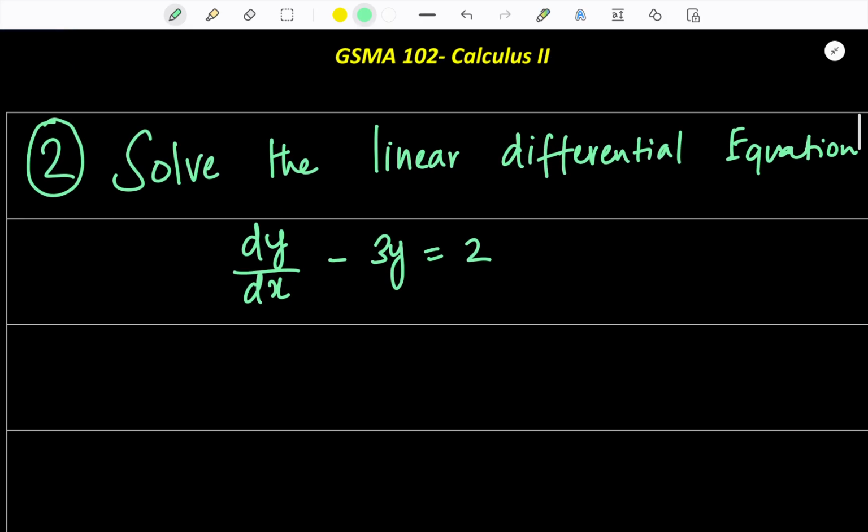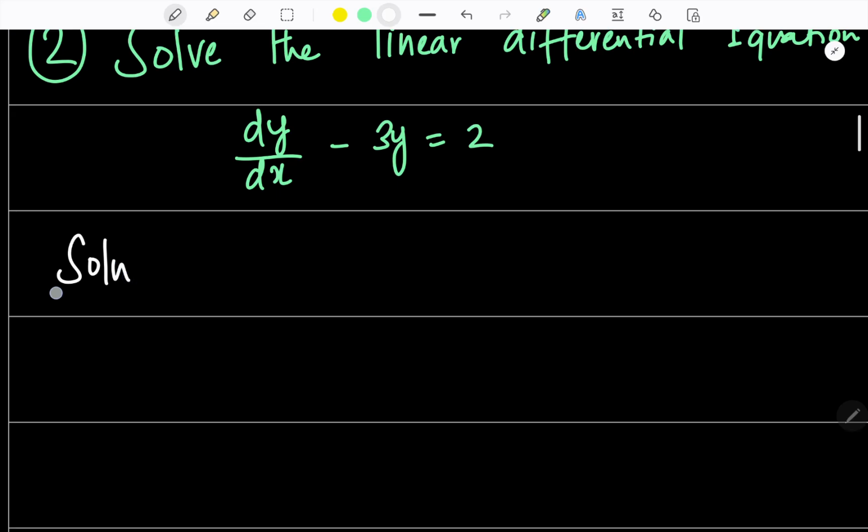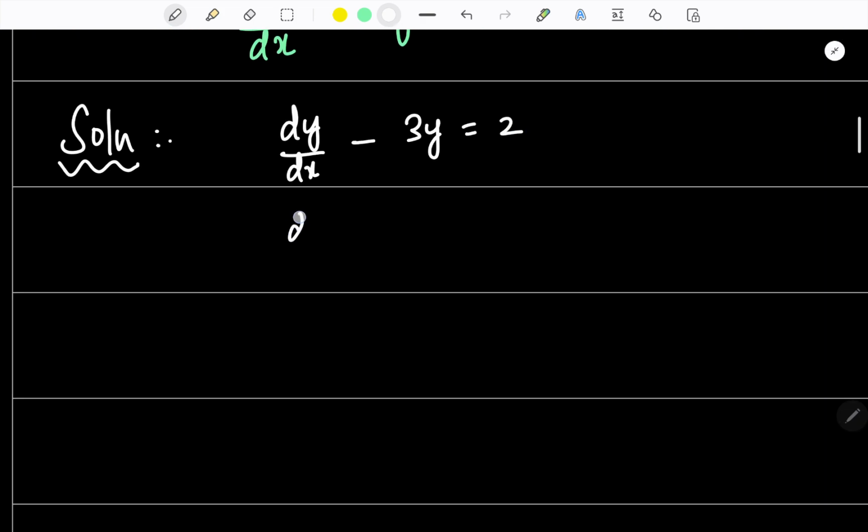Let's go to the next question. Solve the linear differential equation dy by dx minus 3y is equal to 2. So let's go to the solution. dy by dx minus 3y is equal to 2. So this is of the model dy by dx plus py is equal to q, right?